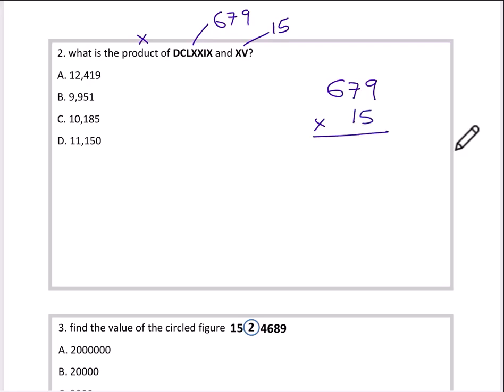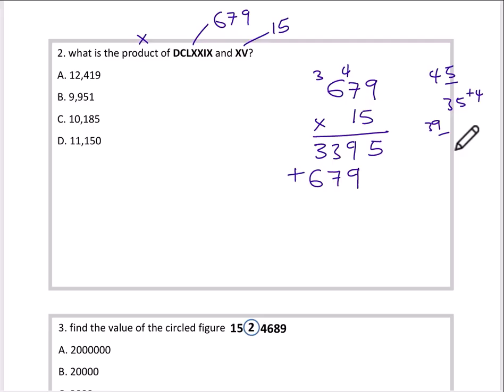So 5 times 9 is 45. Let's write 5 down and carry 4. 5 times 7 is 35 plus 4, that's 39. So we'll write 9 down and carry 3. And then 5 times 6 is 30, plus 3 is 33. There's no place to carry, so we'll just write everything. Then here we'll now go to 1. 1 times 9 is 9. Remember to align it. 1 times 7 is 7, and 1 times 6 is 6.